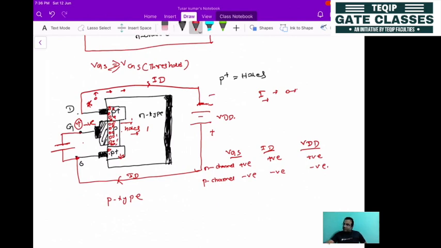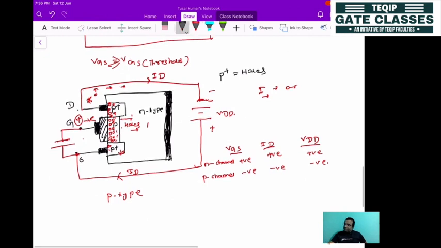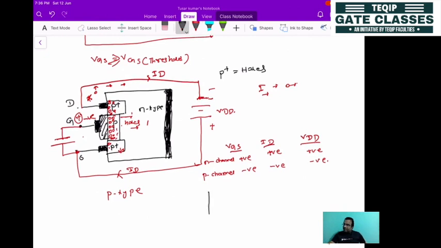It will be different from the N-type material. So look here. This one is drain, this one is source, and this one is gate. But how do you know whether it is an N channel or a P channel? You see the charge carrier direction, and based on that you can mark it.